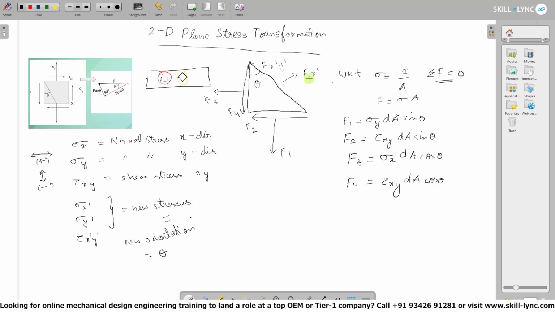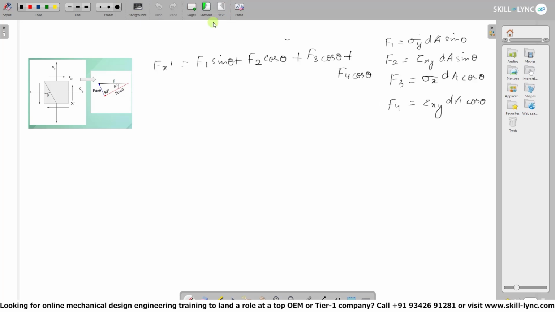Now the two reactions which we need to find are f x dash and f x dash y dash. So these are the equations which we get after we tilt the element by an angle theta. So we know that summation of all the forces is equal to 0. By substituting this formula here, f of x dash will be equal to f1 sine theta, which is here, plus f2 cos theta plus f3 cos theta plus f4 cos theta. Okay, we'll move to a new page. Now we have all the needed equations here. With that, we'll go ahead.